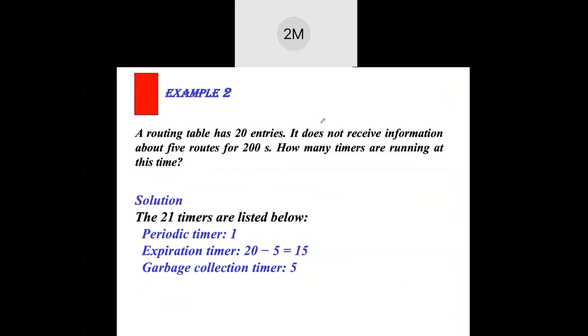So what you can see, 20 entries and 5 routes, and 200 seconds it will keep. So a total of 21 timers are listed: one periodic timer, the expiration timers as 5 routes are there, a total of 20 entries, 15 expiration timers, and 5 garbage collection.